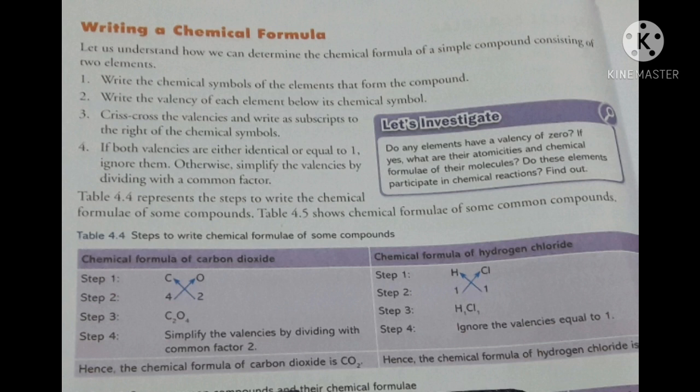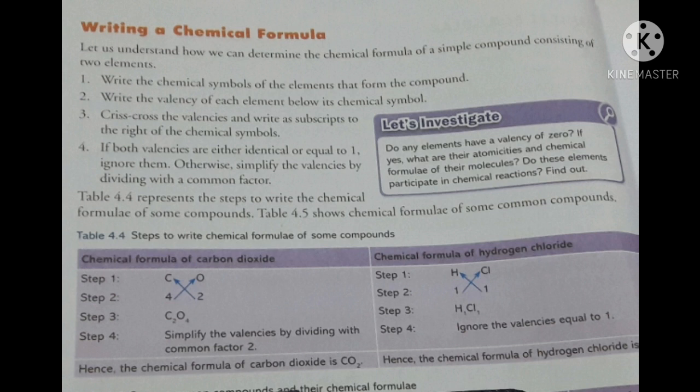Now in step 3, our formula is C2O4. In C2O4, 2 and 4 are the two valencies. Now in the fourth step, we simplify the valency by dividing with the common factor 2, and hence the chemical formula of carbon dioxide is CO2. CO2 is the chemical formula.